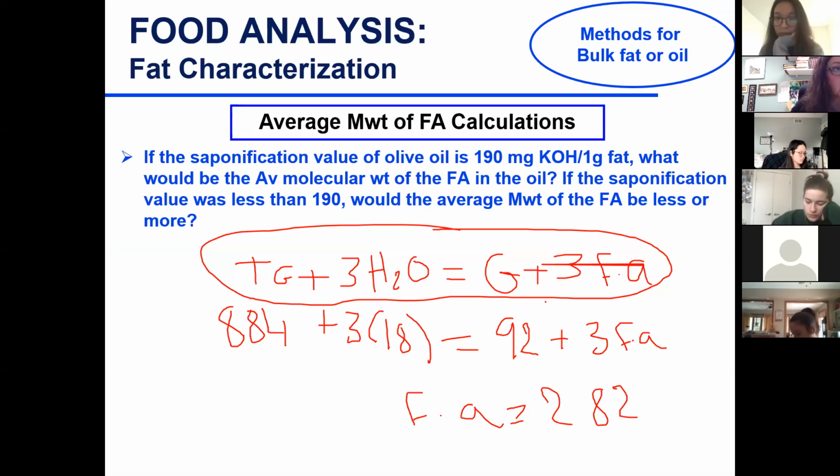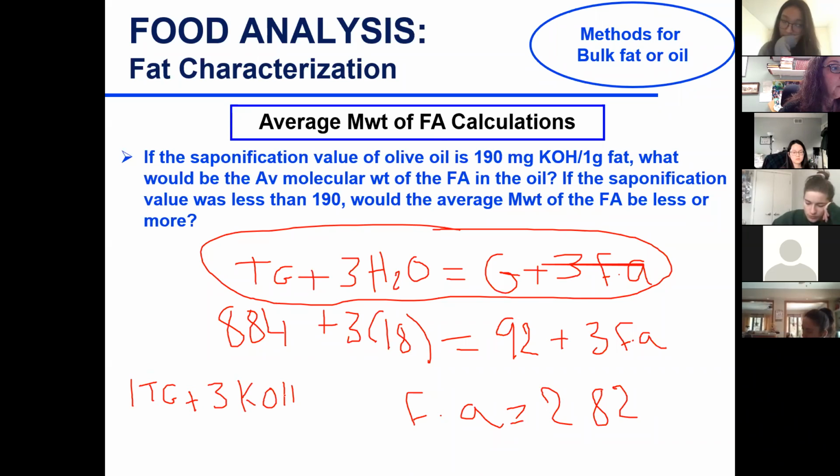Okay, any questions there? Where are you getting the 884 from? 884, for your triglycerides? Yeah, so we got that from the beginning when we said 1 mole of triglyceride reacted with 3 moles of KOH. That's your original chemical equation that then gives you glycerol plus 3 fatty acid salts, right?